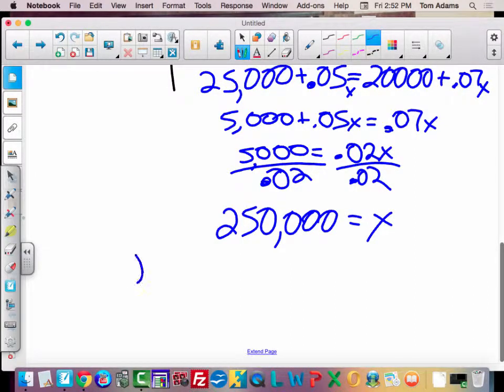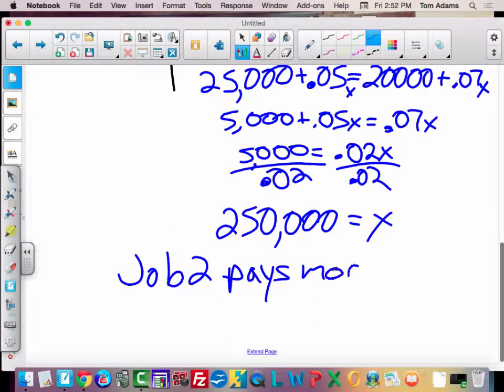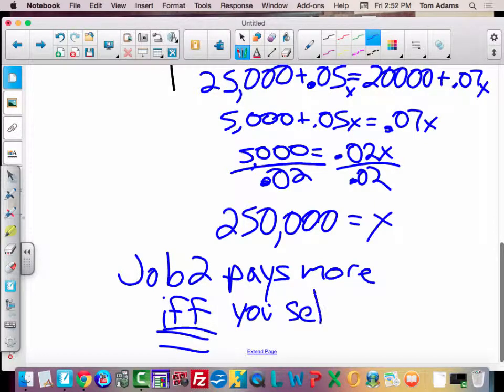Boom. So job 2 pays more if and only if you sell more than 250,000. Oh, you're saying he spelled if wrong. Actually, no, that's symbolic language for the phrase if and only if.